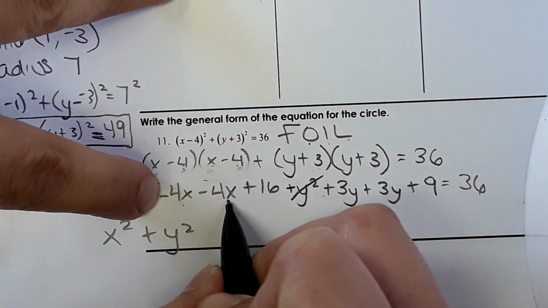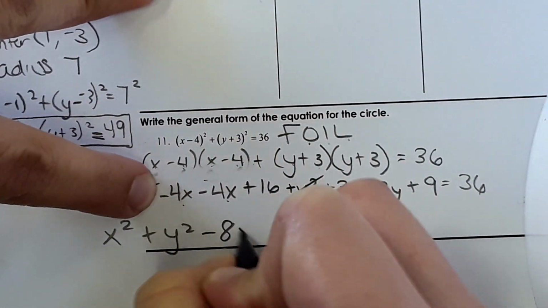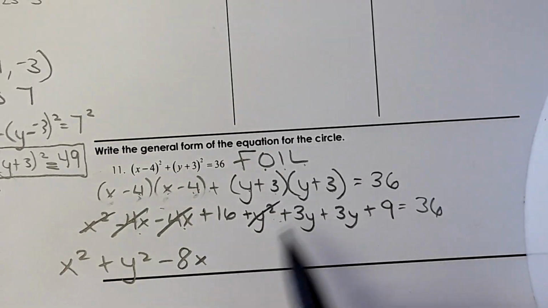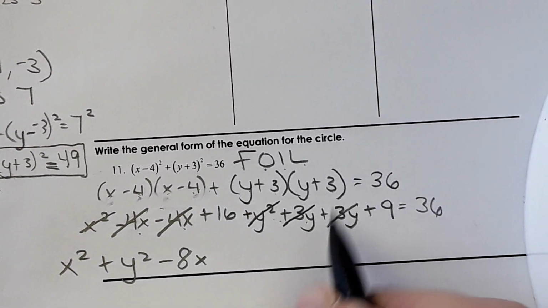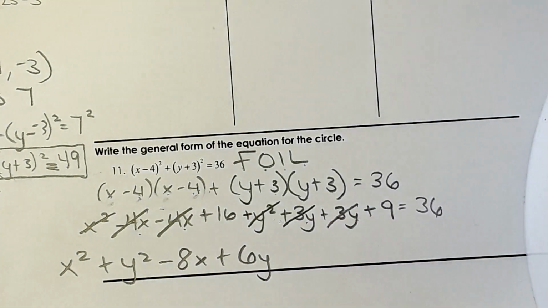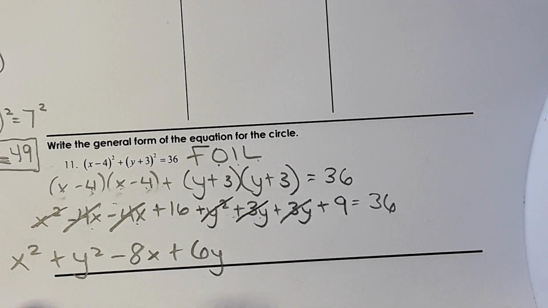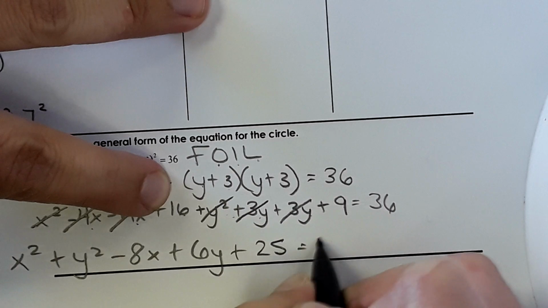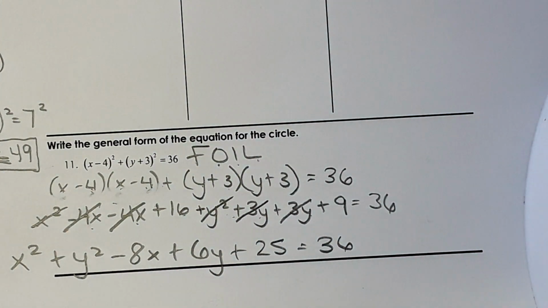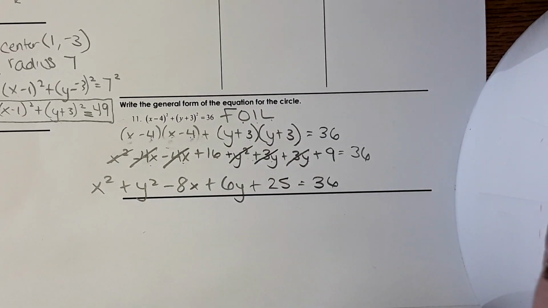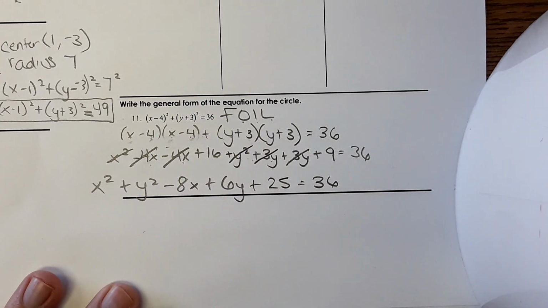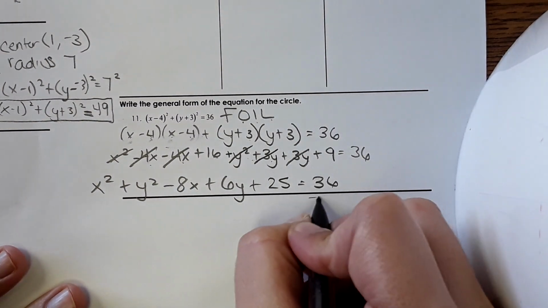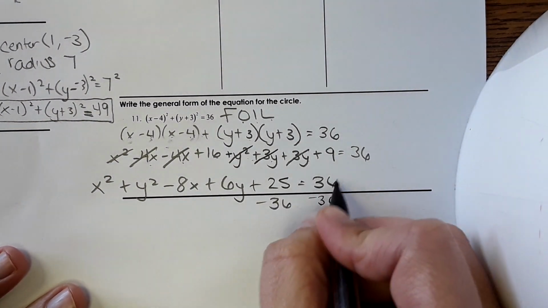Then negative 4x plus negative 4x is going to be negative 8x. I'm going to bring down these 3y's. 3y plus 3y is 6y. And then combining the constants. And then the last step is to get it equal to 0. So we need to get 36 over here.